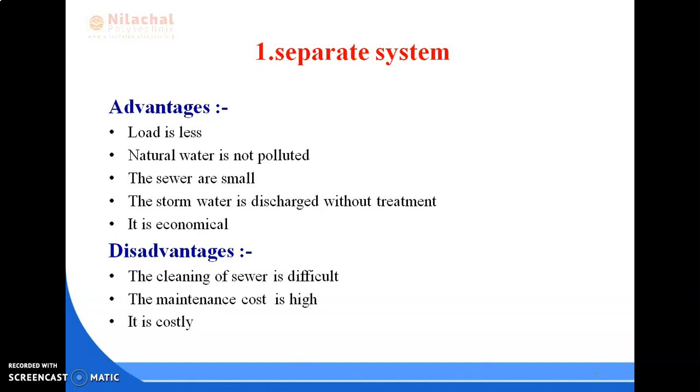Some advantages of separate system. Here the load is less, natural water is not polluted, the sewers are small, the storm water is discharged without treatment, and the major advantage is that this system is economical. Then some disadvantages. The cleaning of sewer is difficult and also the maintenance cost of this system is high. So, these are some disadvantages of this system.